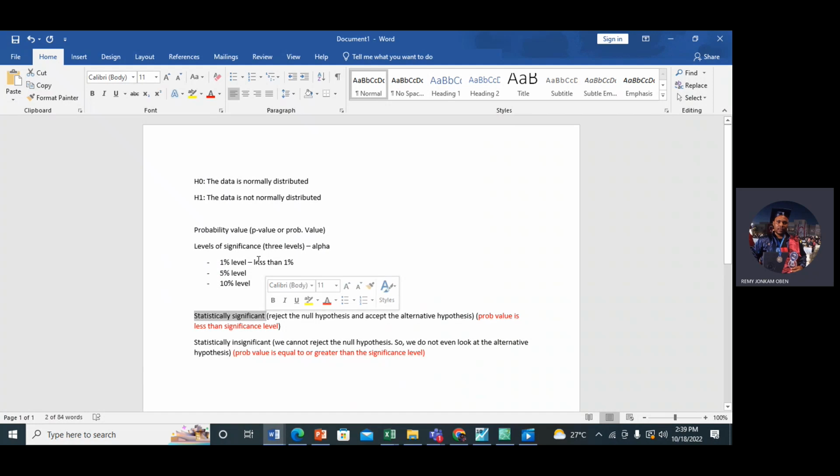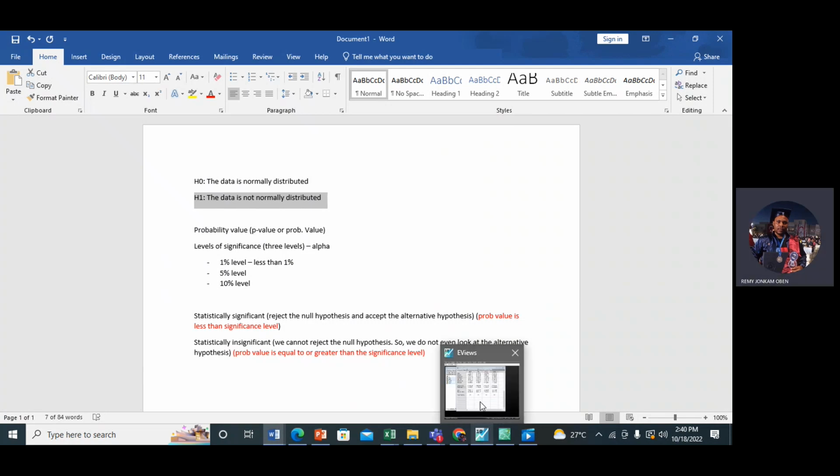So we'll say here that since the probability value of unemployment is 0%, which is less than 1%, it means it is statistically significant at the 1% level of significance. Therefore, we are able to reject the null hypothesis, and we are accepting the alternative hypothesis, which says the data is not normally distributed. So the conclusion now is that the data is not normally distributed.